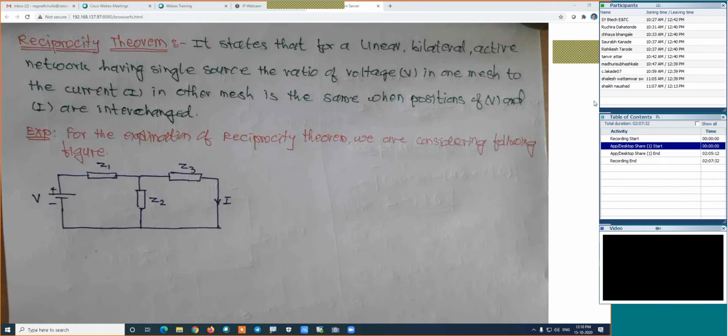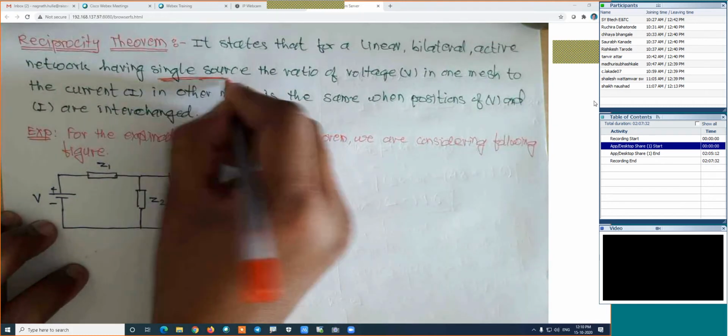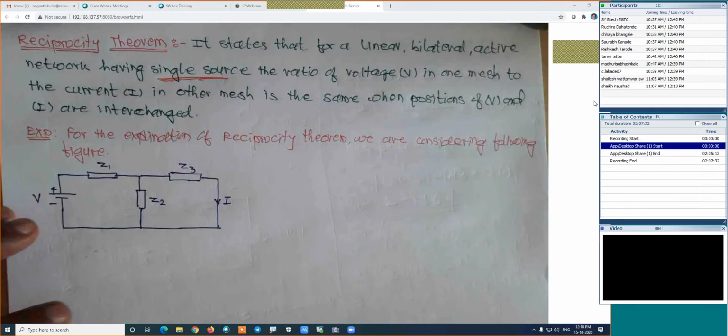What is the reciprocity theorem? It states that for a linear bilateral active network having a single source, this is important. Always in case of the reciprocity theorem, we have only one source, a single source. And in case of the superposition theorem, if you are able to recall, we should have minimum two sources.